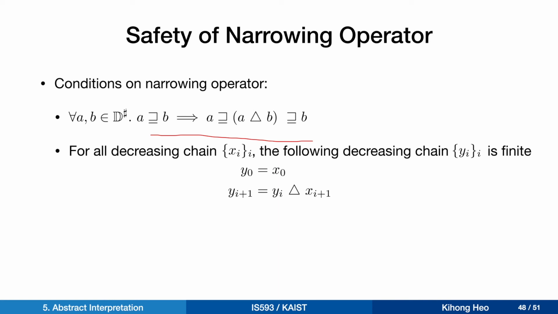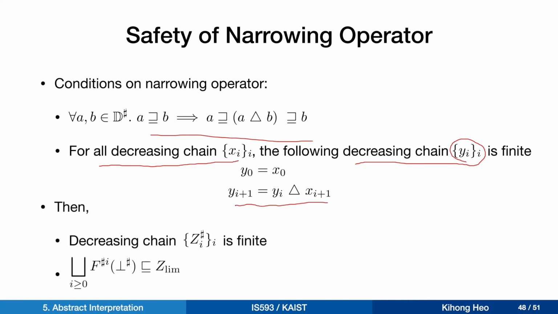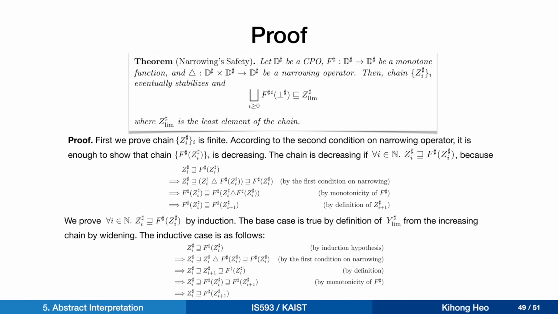And the next condition is that for all decreasing chains X, the following decreasing chain Yi defined by narrowing should be finite, which is similar to the widening case. Then the following are true. The decreasing chain C by narrowing operator will be finite and it finally subsumes the ideal result. Here is the proof. It can be done in a similar way to the widening case.